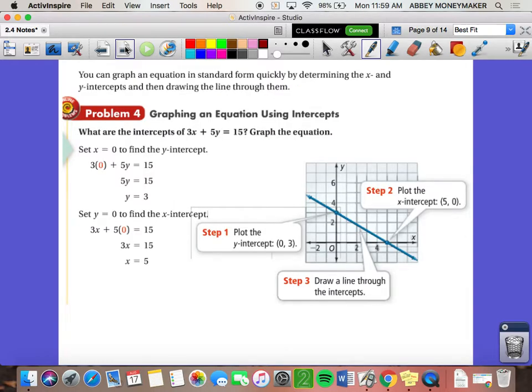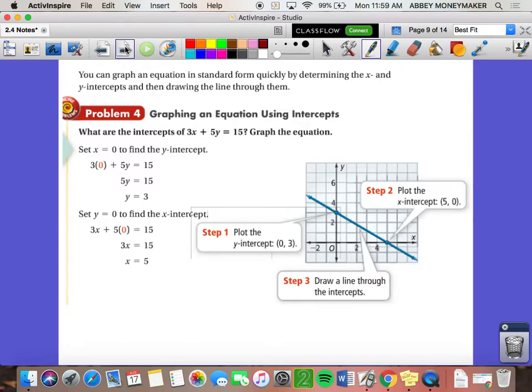Now, I know what some of y'all are thinking. You're like, why did we just learn standard form? Like, what's the point of standard form? Okay, standard form can help you quickly determine the x and y intercepts. And this will be really helpful for the non-calculator portion of your test. So, on problem number 4, I'm going to show you how this works. What are the intercepts of 3x plus 5y is equal to 15?